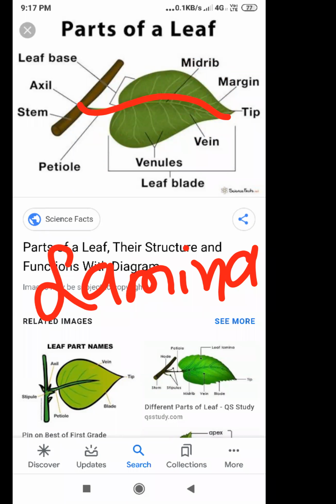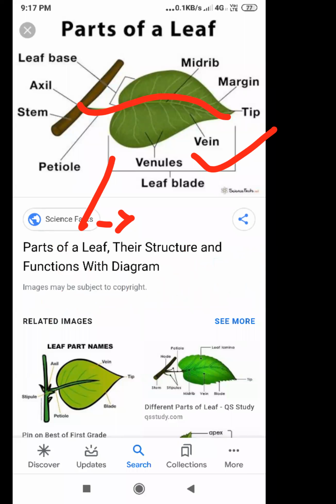From the midrib, branches arise, and those are called veins. Veins again give rise to branches, those are called venules. We can also call them veinlets.